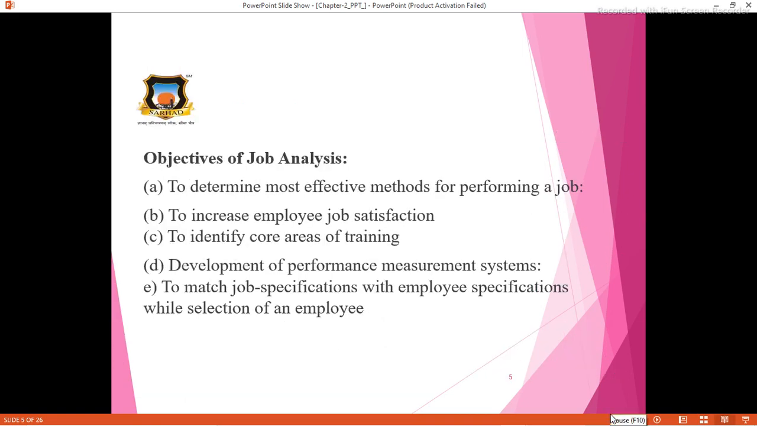Let us discuss the objectives. The first objective is to determine the most effective methods for performing a job. Another is to increase employee job satisfaction, to identify core areas of training, to develop a performance measurement system, and to match job specifications with employee specifications in the selection of employees. These are the objectives of job analysis.